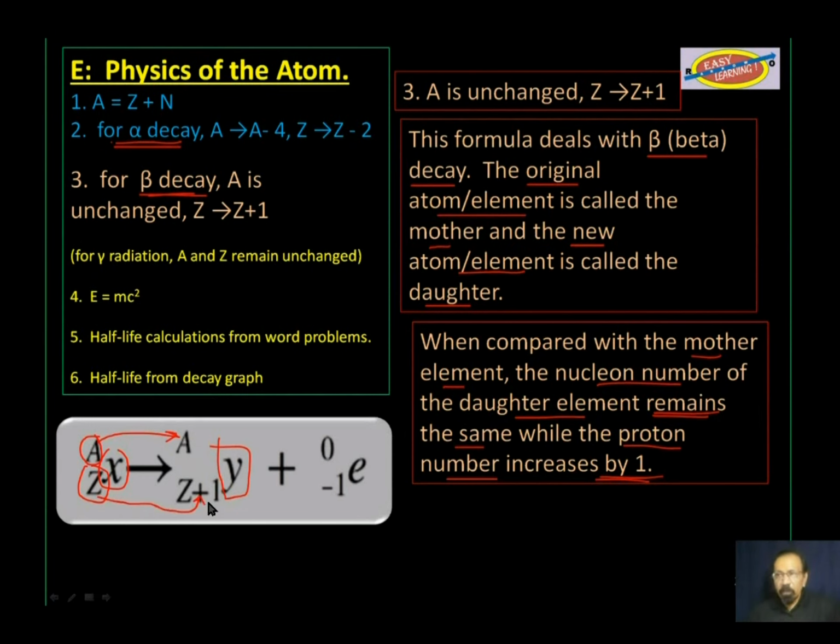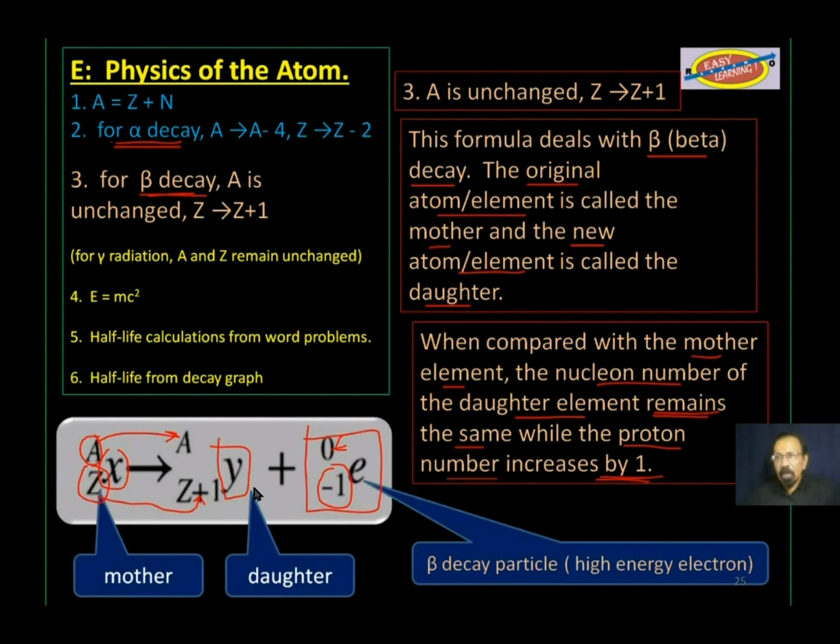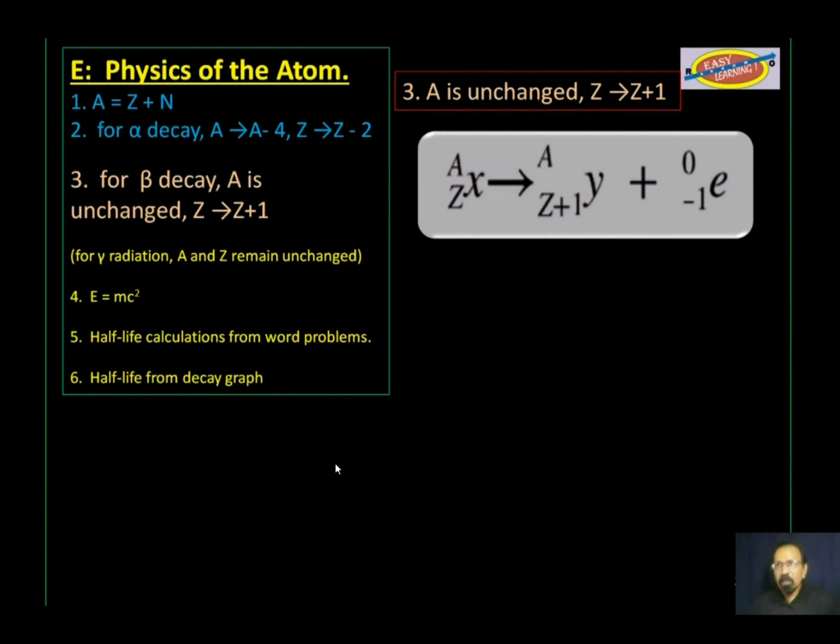But what do we get out? Instead of helium, we get a high energy electron, written that way, 0 up here and -1 down here. So this is the second of the nuclear reactions that we have to do. As we said, that is the mother element, this is the daughter element, and this is the beta particle decay, which is high energy electrons. So let's look at some examples.